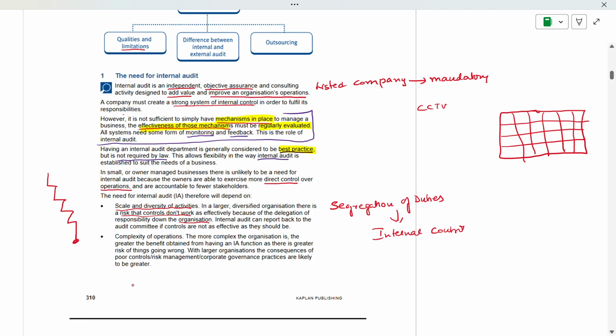What is at the lowest level? We cannot have proper control. What will the internal auditor do? Internal audit can report back to the audit committee if controls are not effective. Now, the most important thing, keep it in mind, this is a 2 mark question. Internal auditor can report back to whom? They will report to the audit committee. I am writing this here. This is going to be 2 marks.